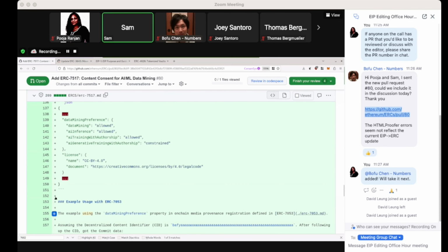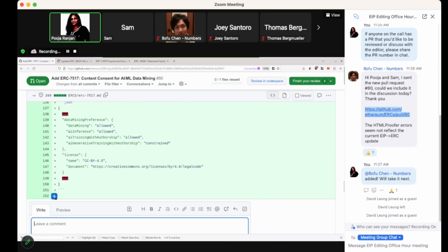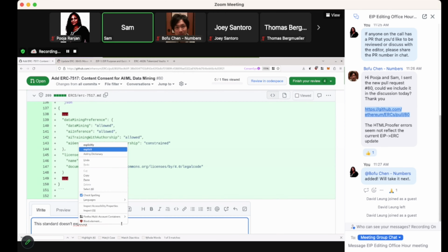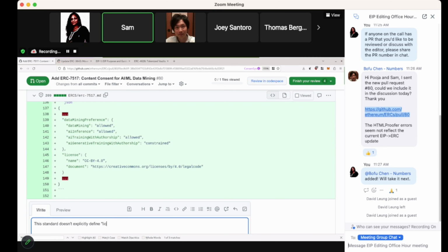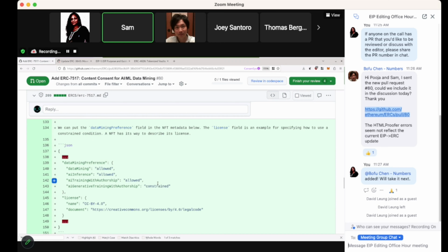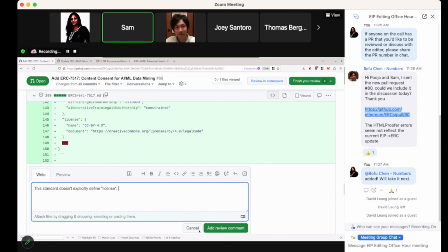Okay. So this license mentioned here in line numbers 140 and 146, is that only specific to this NFT and should it be allowed as a standard? Yeah, exactly. That's what I'm. Yeah, we'll put that up here.